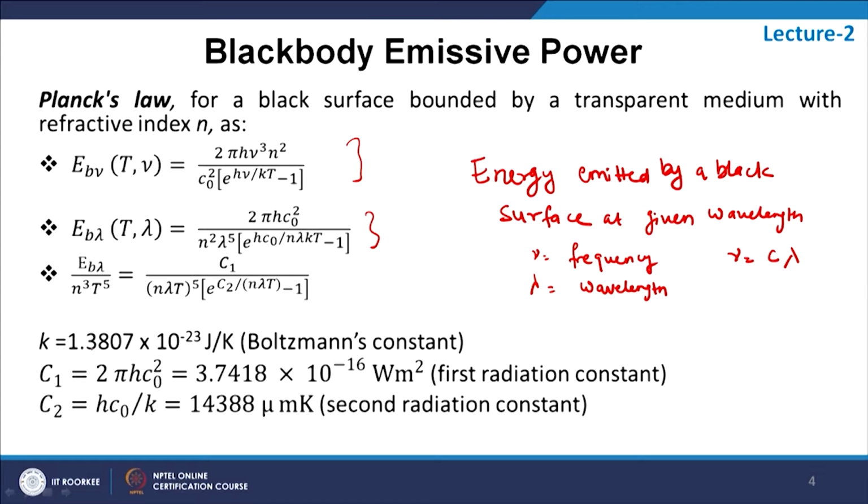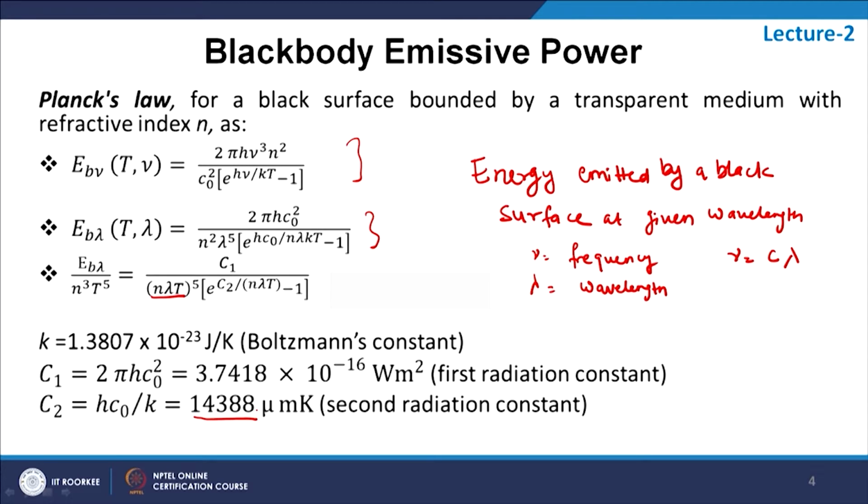k is 1.3807 into 10 to the power minus 23 joule per Kelvin, this is the Boltzmann constant. Then we have the Planck constant h. Here we have defined a number of constants. C1 is basically 2 pi h c naught square, where c naught is the speed of light in vacuum. This constant has a value of 3.7418 into 10 to the power minus 16 watt meter squared, and it is called the first radiation constant. Then we have defined another constant C2, which is h c naught by k, where h is again the Planck constant, k is the Boltzmann constant, and c naught is the speed of light. The value of this is 14388 micrometer Kelvin.